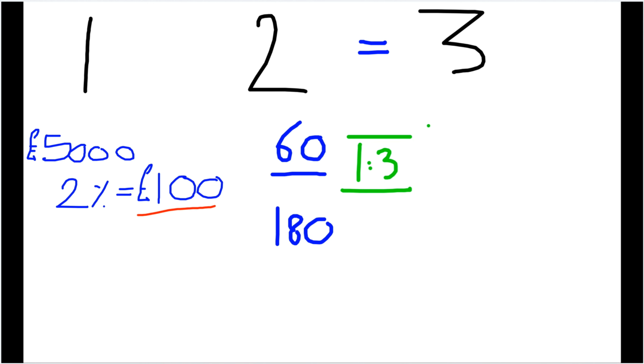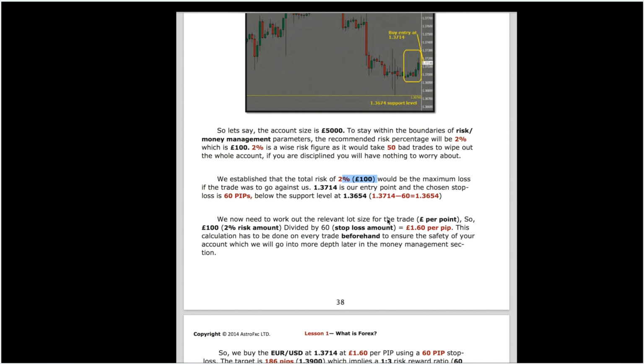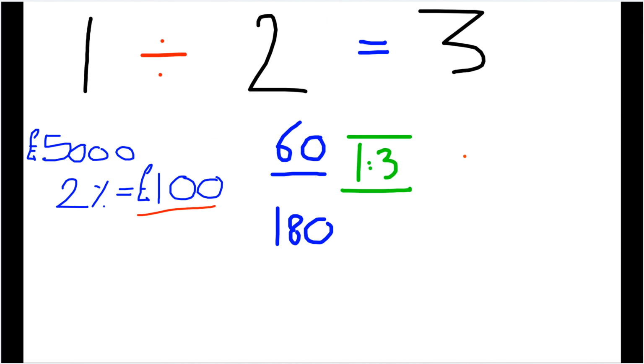But before we go ahead and click buy, we need to know the pound per pip. So that's where step 3 comes in. All we have to do is step 1 divided by step 2 equals step 3. So we now need to work out the relevant lot size for the trade. So £100, which is our 2% risk amount, divided by 60, our stop loss amount, equals 1.60. You can do this on a calculator. So that's £1.60 per pip.